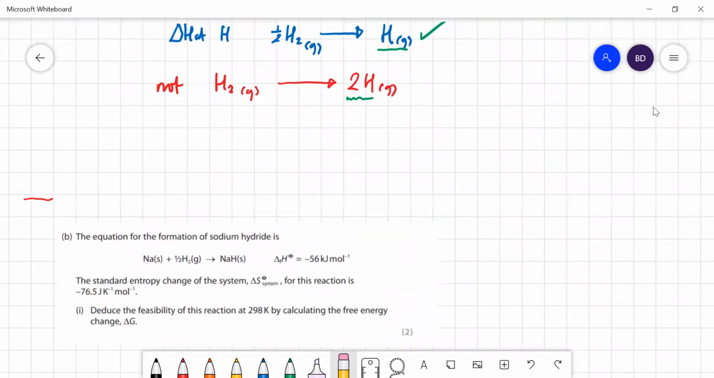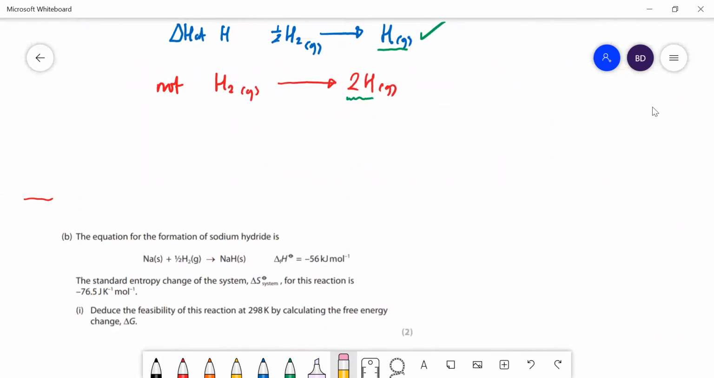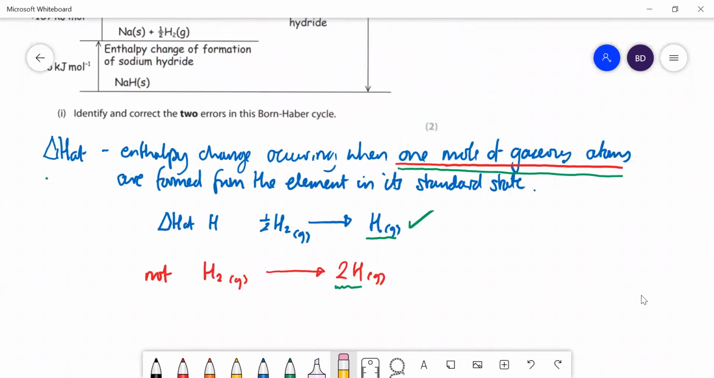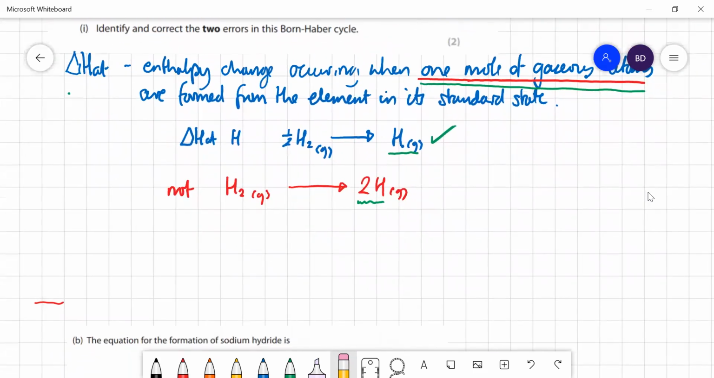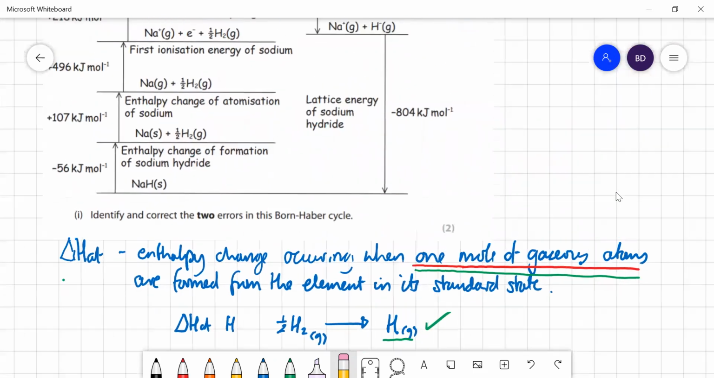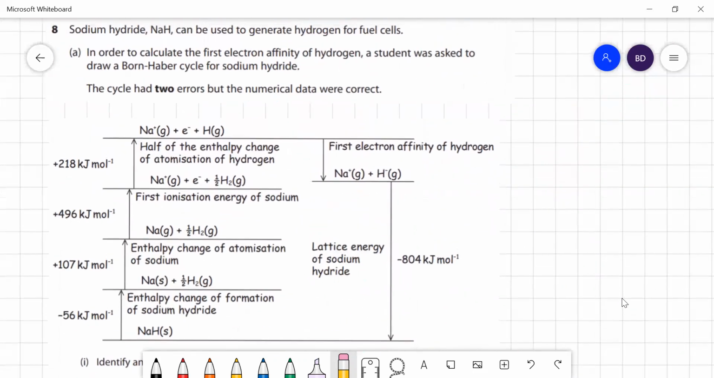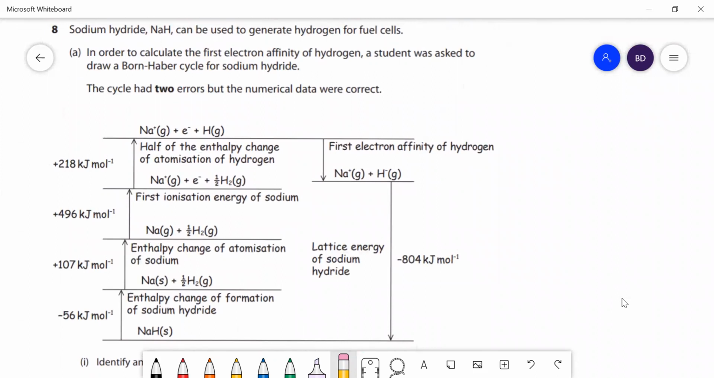Okay, next part of the question, the equation for the formation. What we need to do now is calculate, which is part 2, the first electron affinity. That's what we've got to find out. We've got to calculate the first electron affinity of hydrogen. In other words, we've got to find out the value of that arrow I've just drawn in green there.